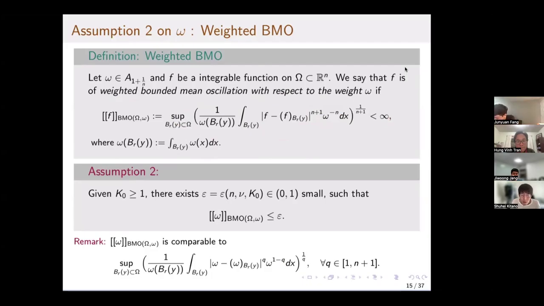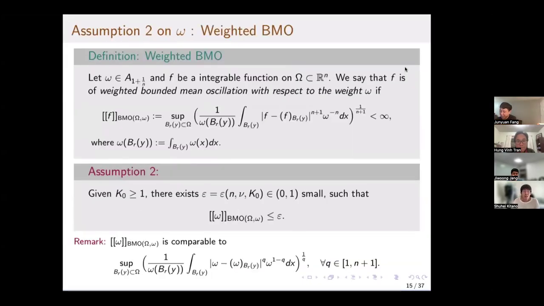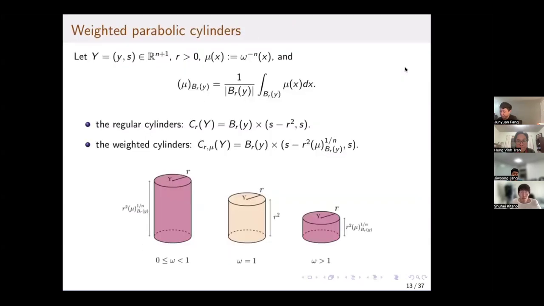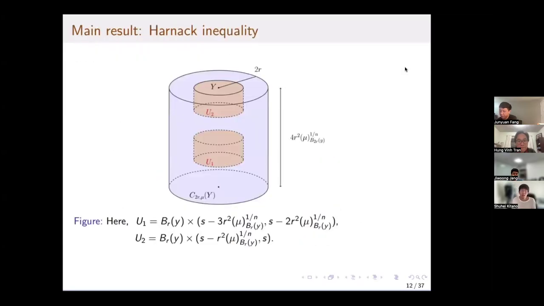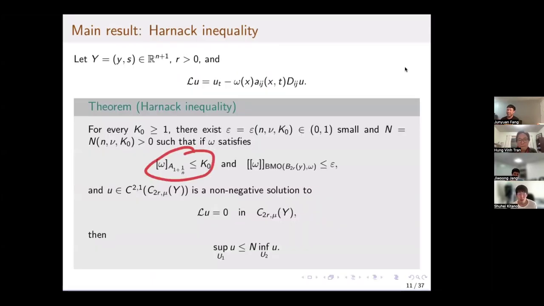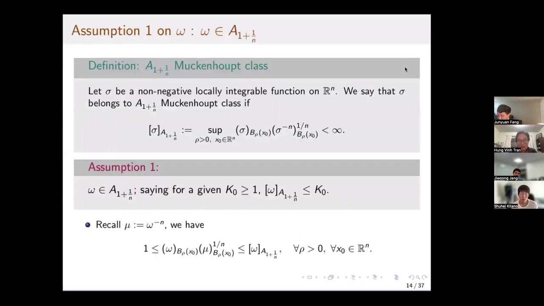All right, let's go to the next one. Let me come back. So I introduced these three: the parabolic weighted cylinder, assumption 1 and assumption 2. So we have this Harnack inequality. But since we put two assumptions on the weight, we do hope that if you take the intersection of these two assumptions, it's not the empty set. So we need some examples to support our theory.